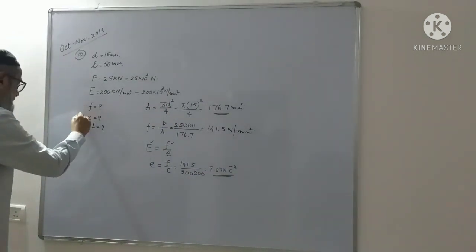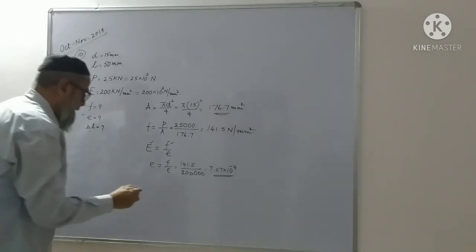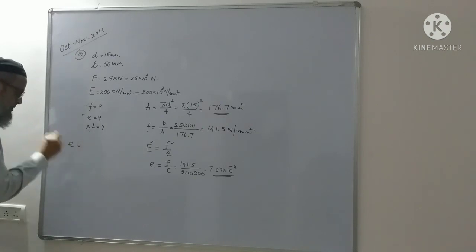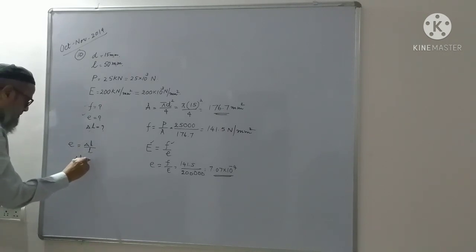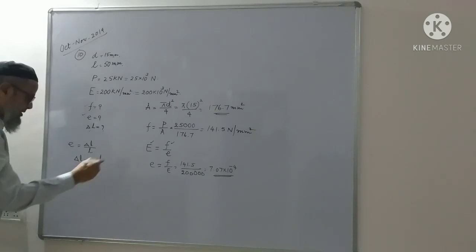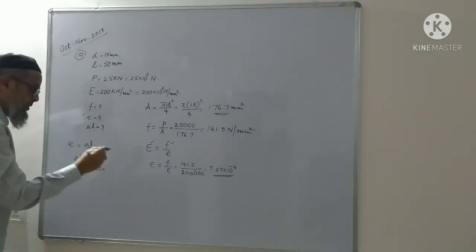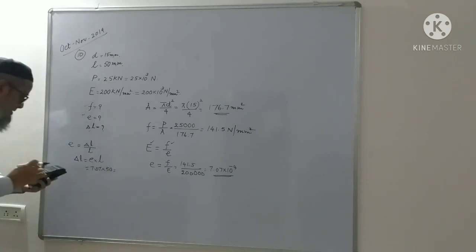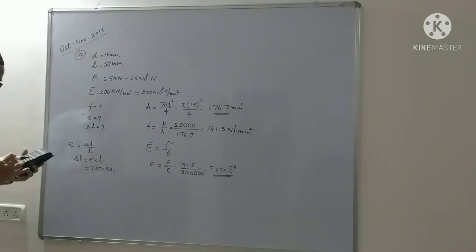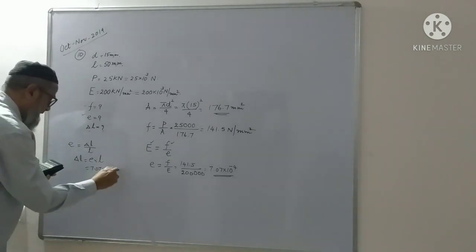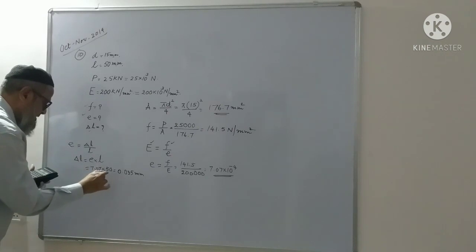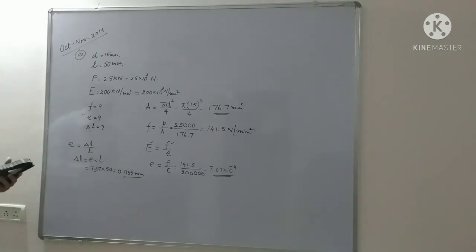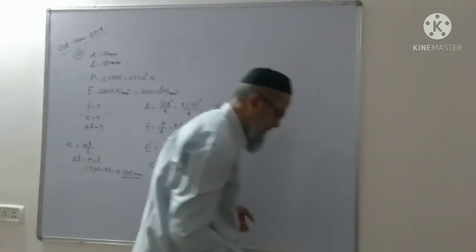So I got this. Next, I want to get the elongation. By definition, strain is change in length by original length. So change in length will be equal to strain into L, the original length. So 7.07 into 10 to the power of minus 4 into 50, the original length of the piece being 50 mm, will give me 0.035 mm. This is in mm, so this is the elongation or change in length. I think you understand that. This is a 10 mark problem.